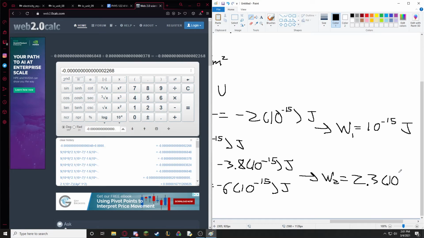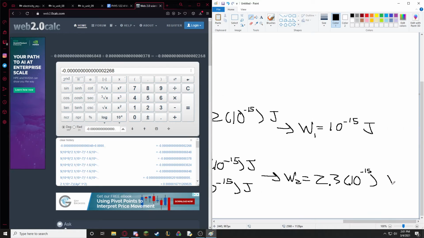About 2.3 times 10 to the minus 15 joules. So then our total work done, work net, we literally just add those two together for the two separate parts, and we get about 3.3 times 10 to the minus 15 joules of work being done on the electron. Does that make sense? Anyone have any questions?